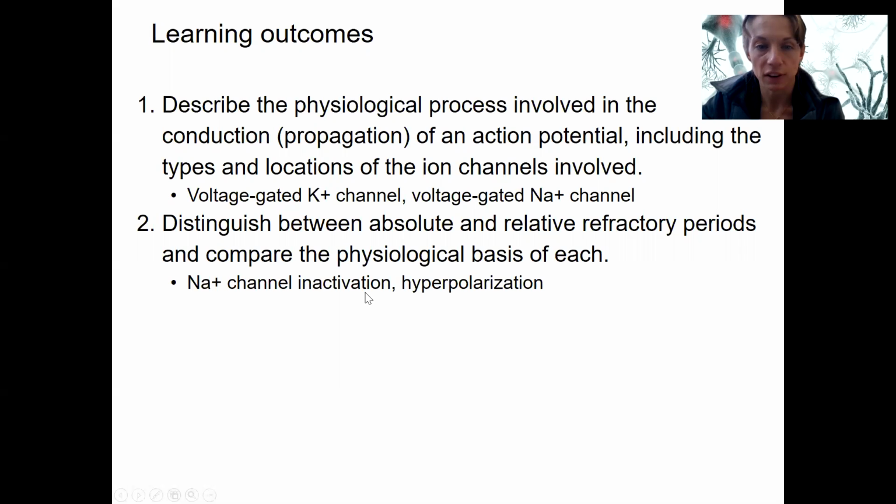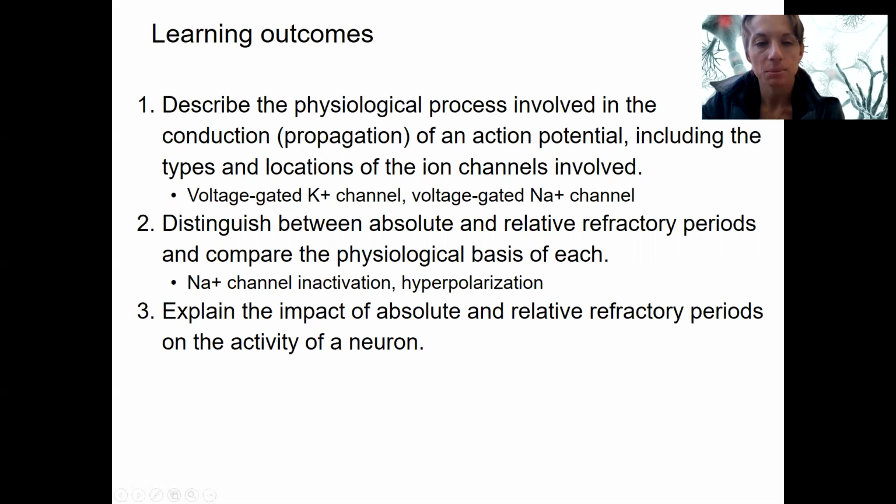This is due to inactivation or the hyperpolarization. And lastly, we explain the impact of these two refractory periods on activity of the neuron. So in terms of the amount of stimulus that will be needed to generate a new action potential. The last thing about conduction goes back to myelination that we talked about last week.